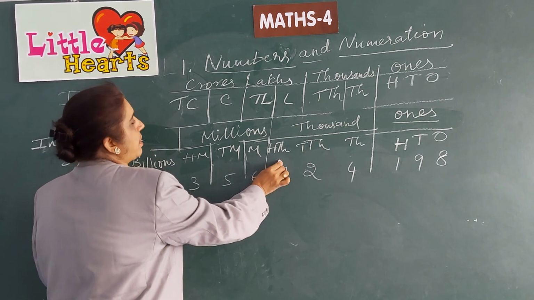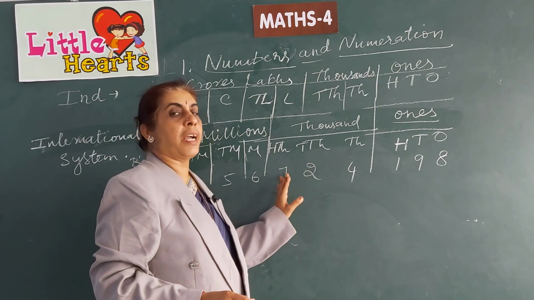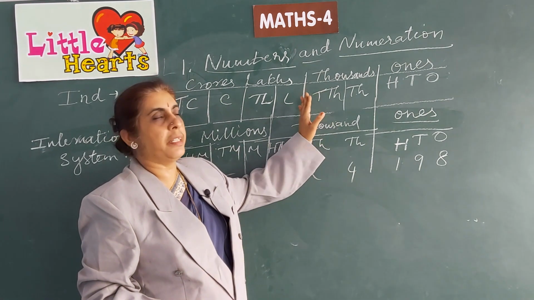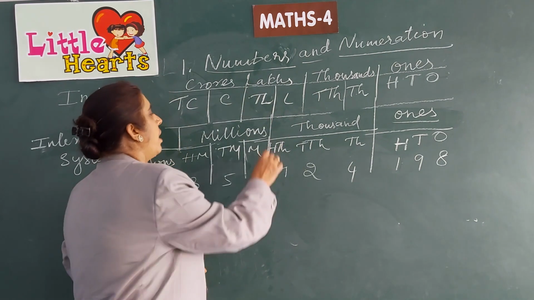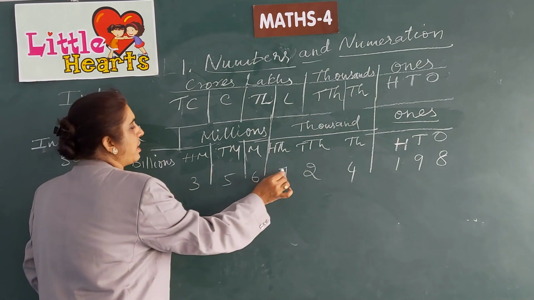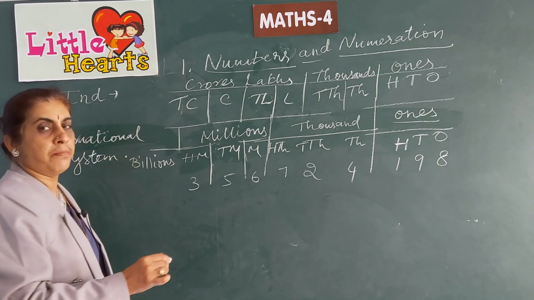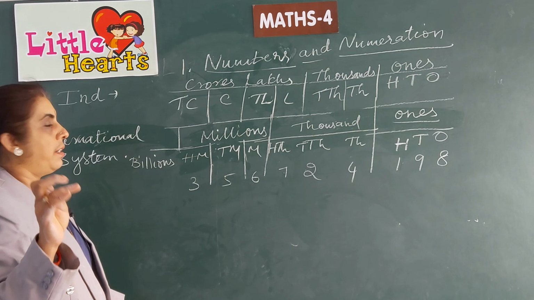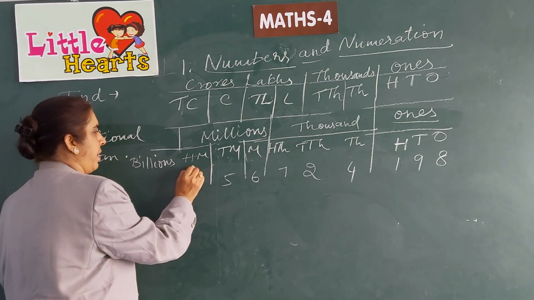Next comes millions. That means we have 3 digits in the thousands period, but in the Indian system we have only 2 digits in the thousands period. Immediately the period changes. But here, after 3 digits, the period changes. There are 100,000s in the international system. Next comes millions. Millions also have three places: millions, 10 millions, 100 millions.